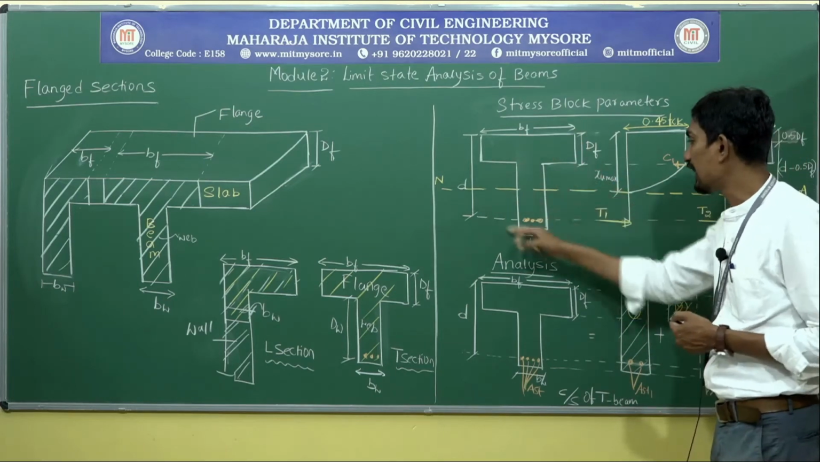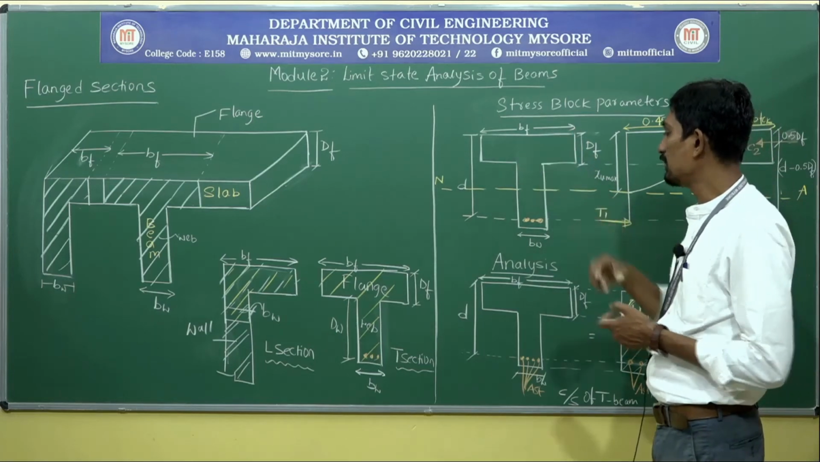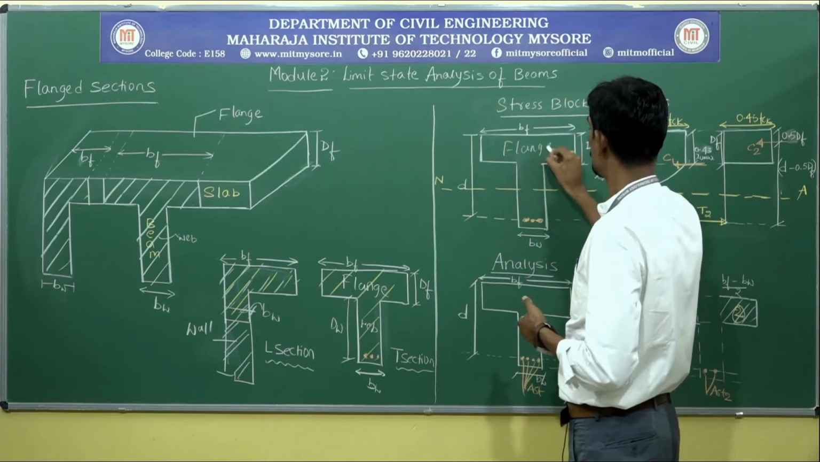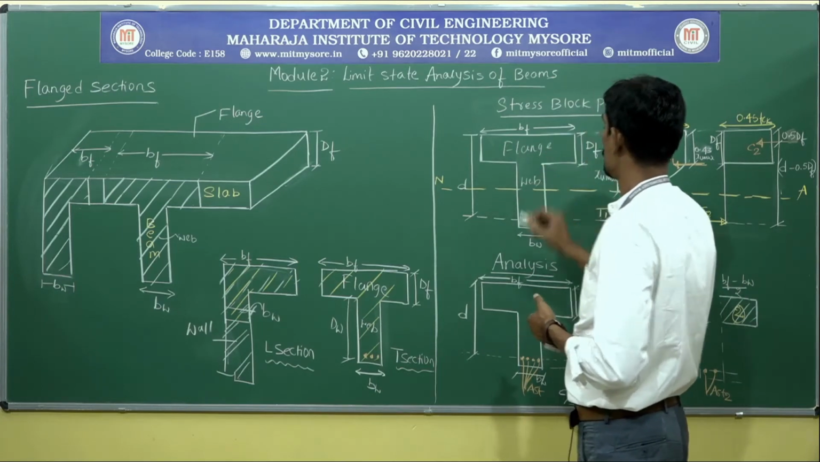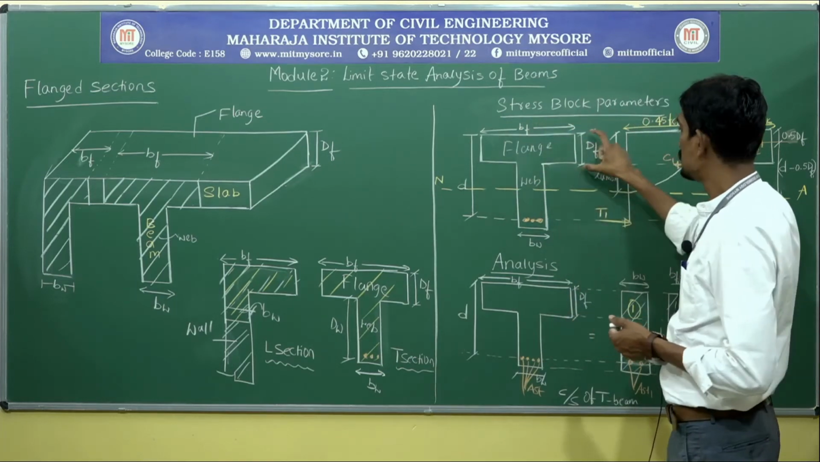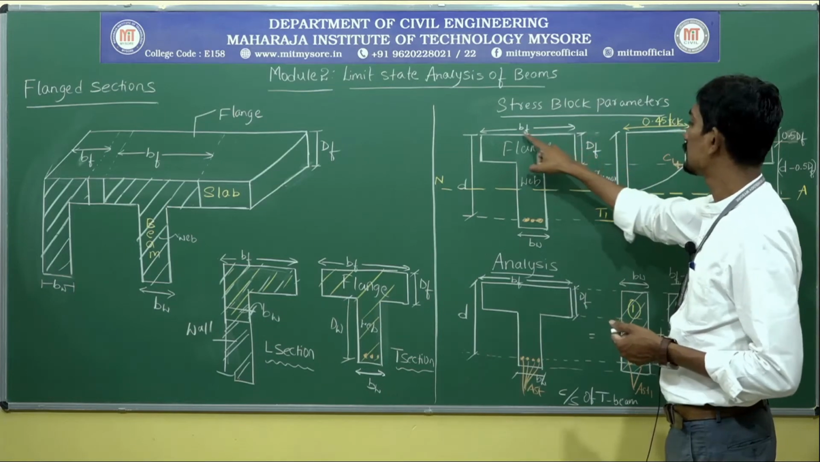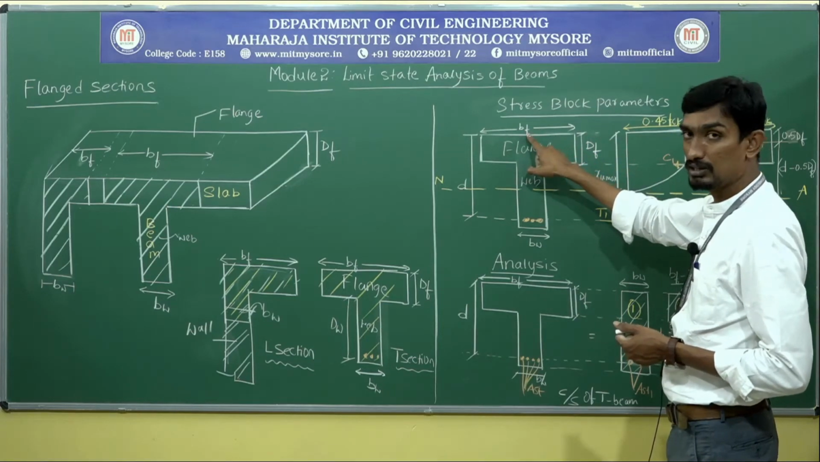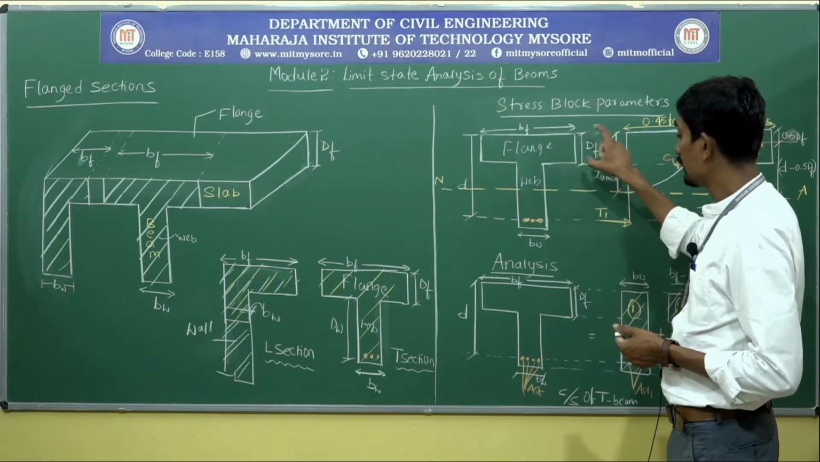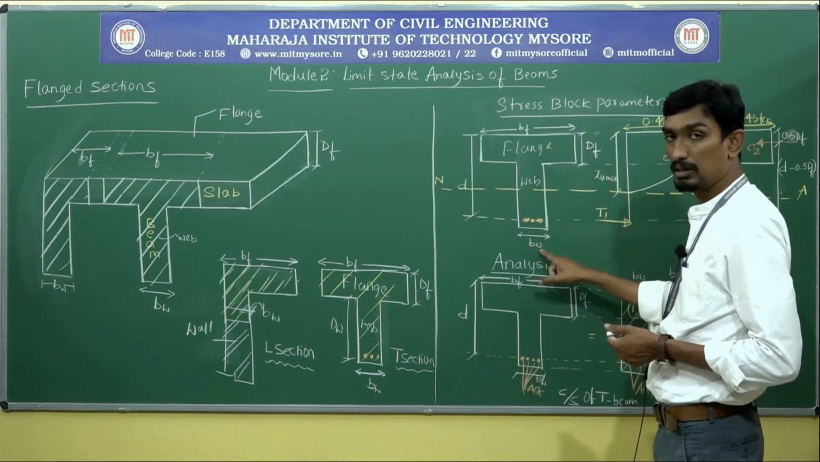So consider the flanged section or a T section whose width is BF, because this is the flanged portion and this is the web portion. This will be your BF, the width of the flange. This will be your DF, capital D. Please note down all these things: small bf, width of the flange; capital DF, depth of the flange. And this will be the width of the web, small b suffix W.